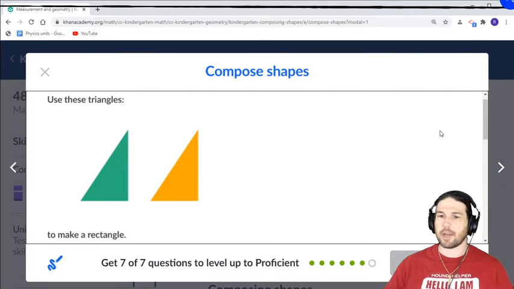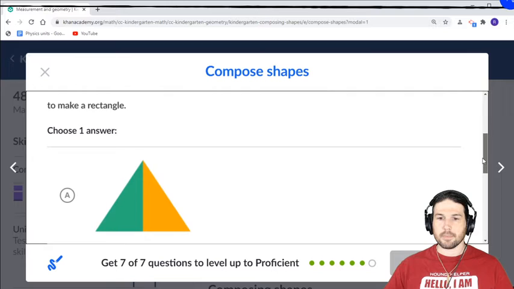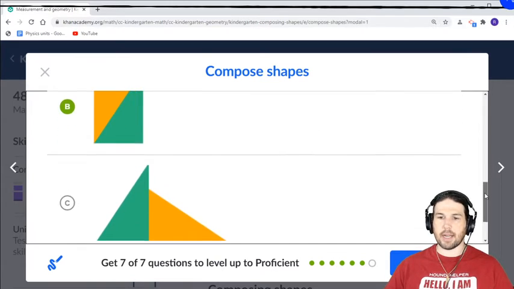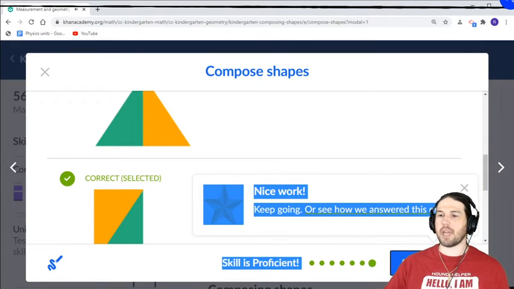Use these triangles to make a rectangle. I imagine we're going to put these two long sides together. Later on, we'll learn that they are the hypotenuse. That's not a rectangle, but that is. And down there is just a mess. And we are done composing shapes.